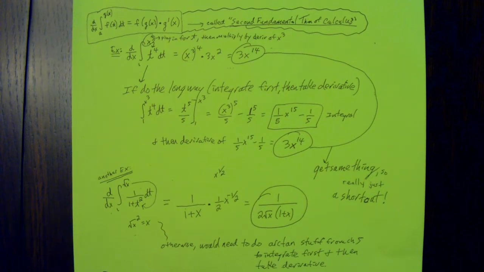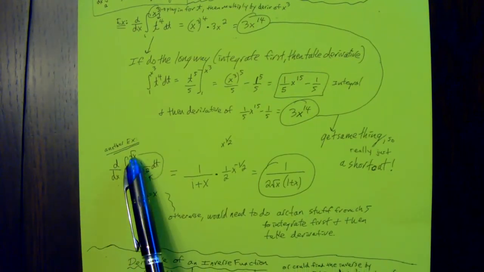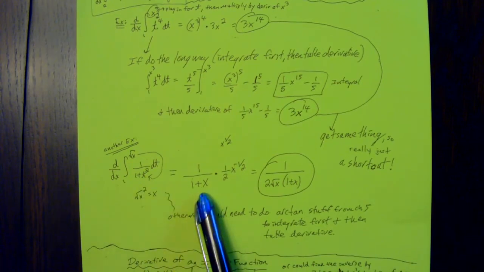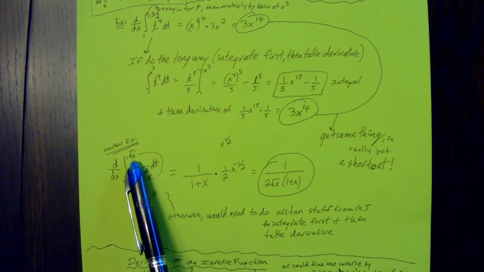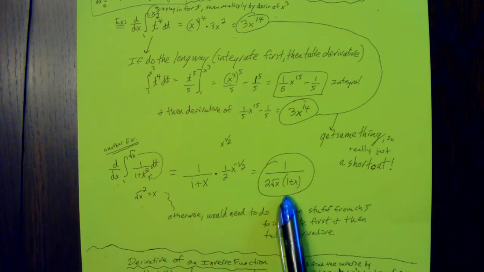So whenever you have to do the derivative of the integral, that's your second fundamental theorem of calculus. And this is just another example of that. If I have to do the derivative of the integral, I could take the radical x and plug that in place of the t, which gives me 1 over 1 plus x. But then I multiply by the derivative of that x to the 1/2, so I just multiply by the power, decrease the power by 1, and then simplify it. There's your second fundamental theorem of calculus.